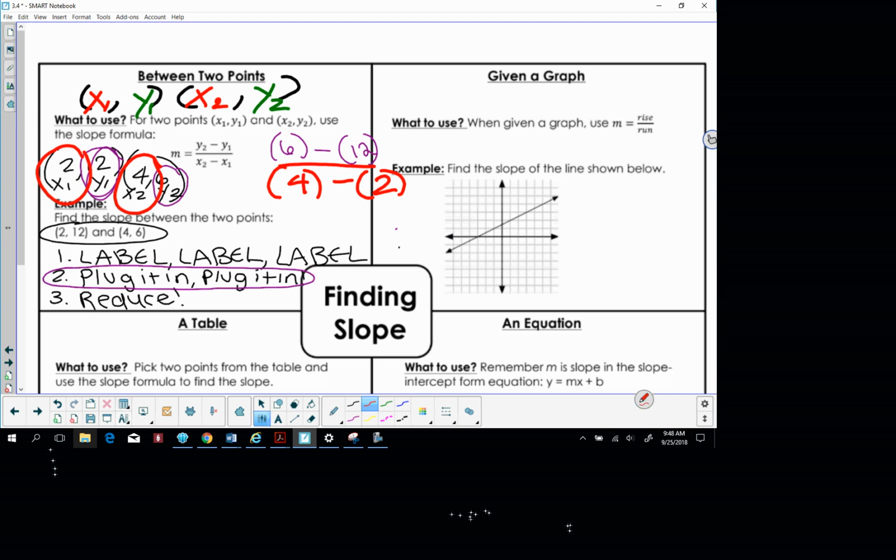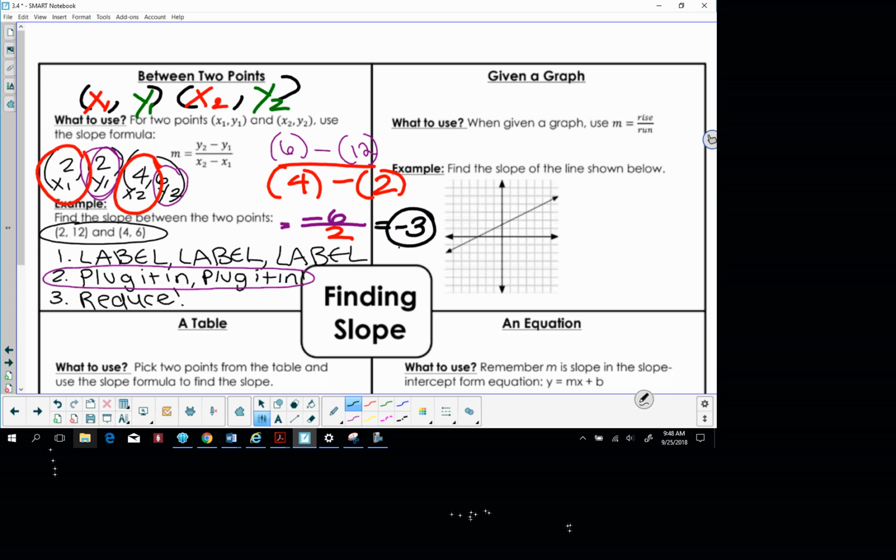and then I'm going to put it right into my calculator, or I can do it in my head. What is 6 minus 12? Negative 6. What is 4 minus 2? 2. Can I reduce that? What is negative 6 divided by 2? Negative 3. Beautiful. That's your slope.